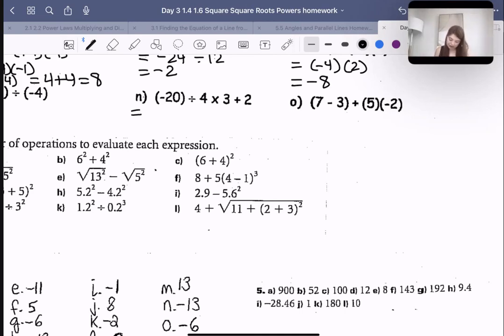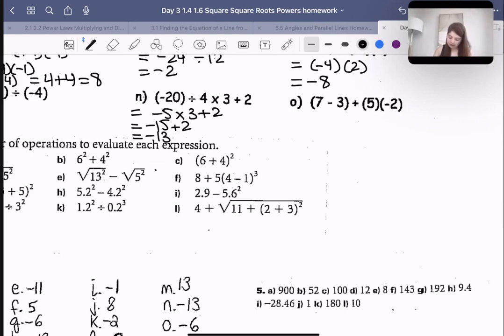So -20 divided by 4 is -5. And we still have multiplication after doing that, so let's do the multiplication next. We get -15 plus 2. And now all our multiplication and division is done. Now, is there any addition or subtraction? Yes, we have -15 plus 2, which is -13. Very good.